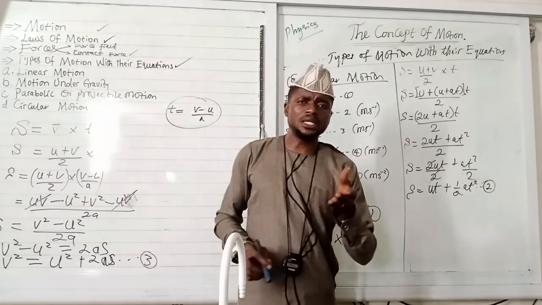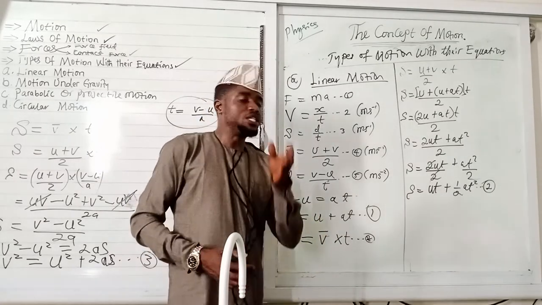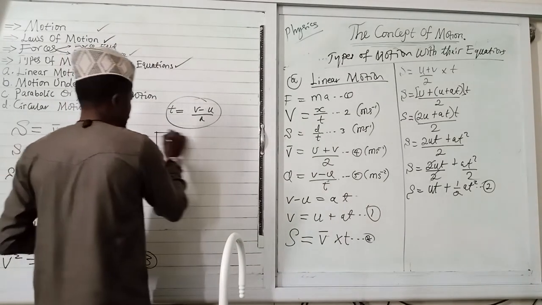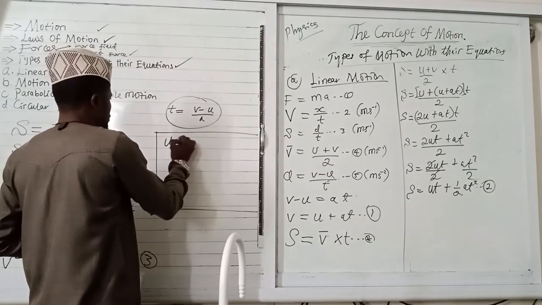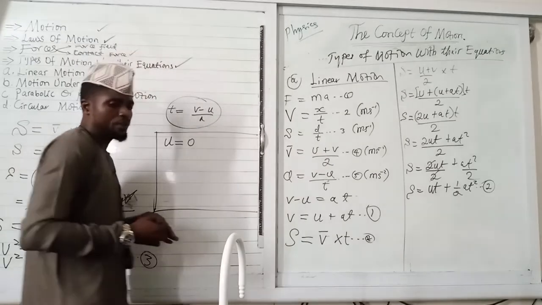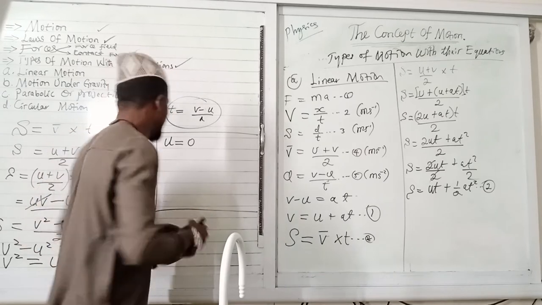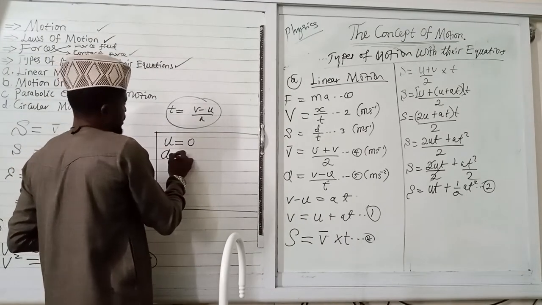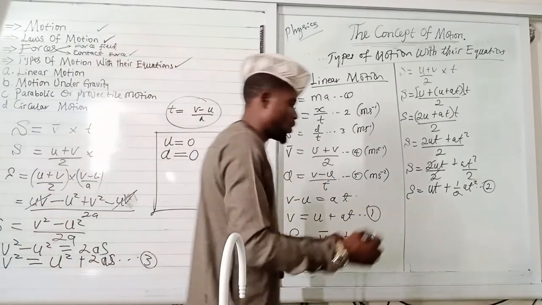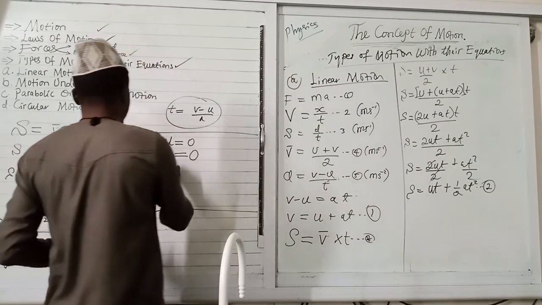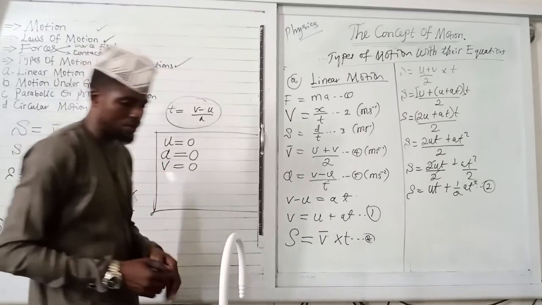Just know that when you hear a statement like a body starts to move from rest, take note of the following. A body starts to move from rest, your initial velocity U is equal to what? 0. A body is moving with constant velocity or constant speed, your acceleration A is equal to what? 0. A body is moving and it comes to rest or it comes to stop, your V is equal to what? 0. These things will help you during the calculations.